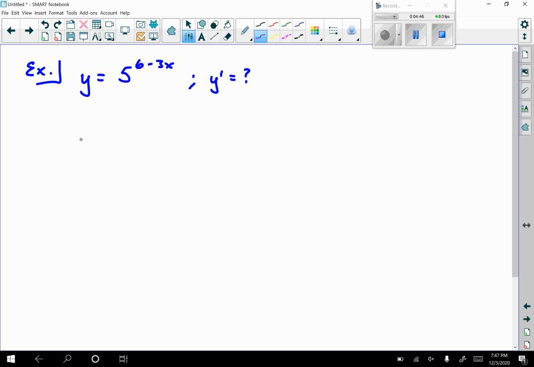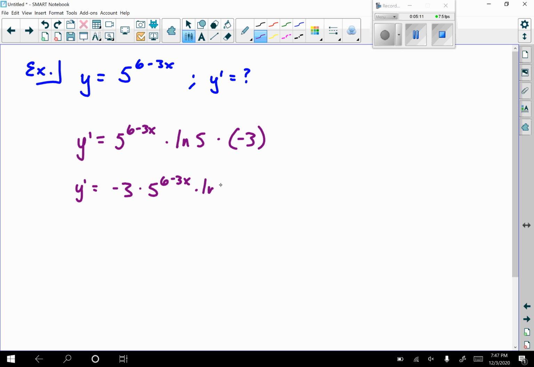All right, so following the rule, y prime is going to be pretty much this whole thing just rewritten. That's our a to the x here. So 5 to the 6 minus 3x times the natural log of a, that becomes the natural log of 5, times the derivative of the exponent, which becomes a -3. So we could write this, just put the -3 out in front, then we could say times 5 to the 6 minus 3x times the natural log of 5.